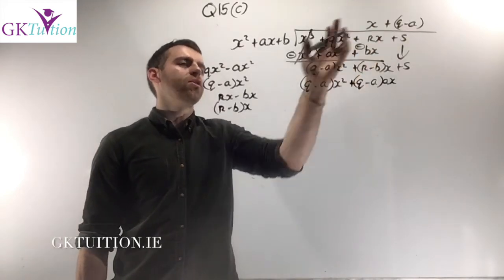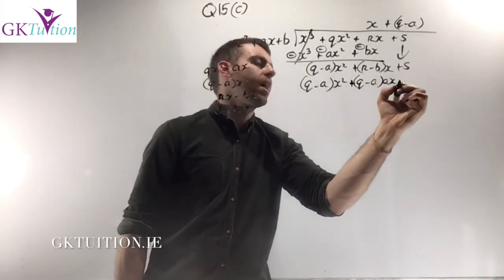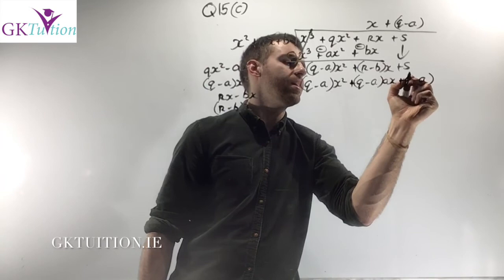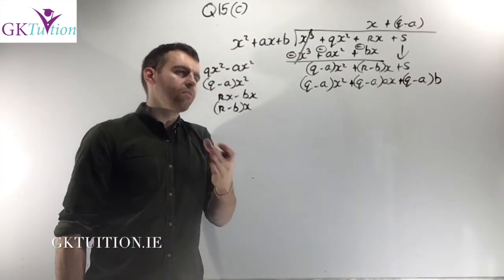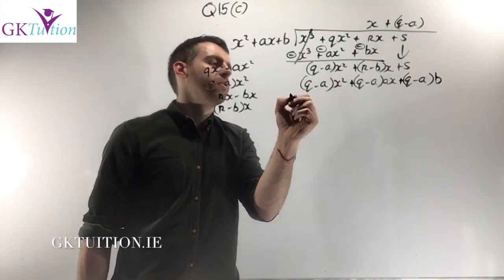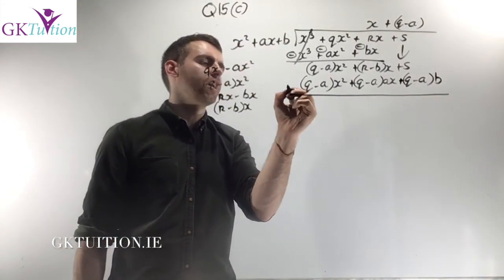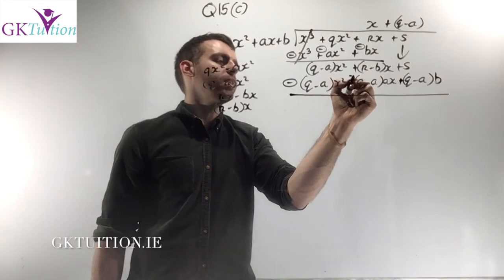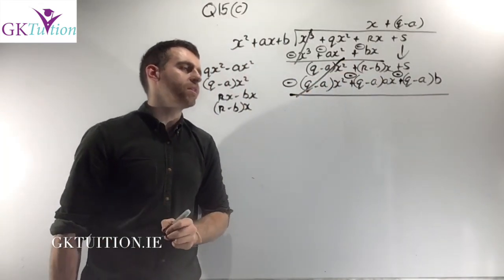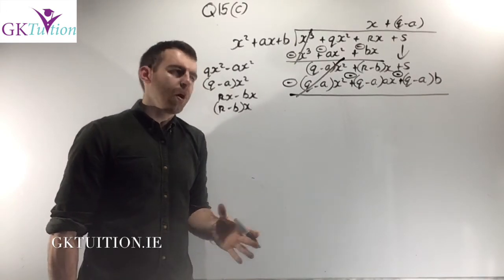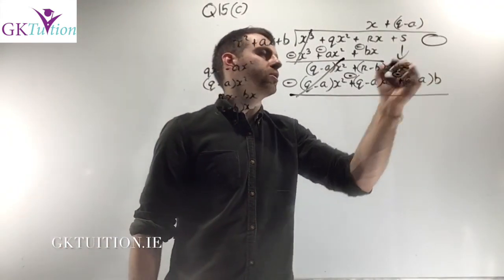And then you're going to multiply q minus a by b, and when you do that, you're just going to write it as q minus a times b. And at this stage now, I'm getting towards my remainder. The third step in long division is I need to change my signs. So this becomes a minus, this becomes a minus, and this becomes a minus. You cancel your x squareds, and now we're at our remainder. I know I'm at my remainder because I've got no more terms to take down.